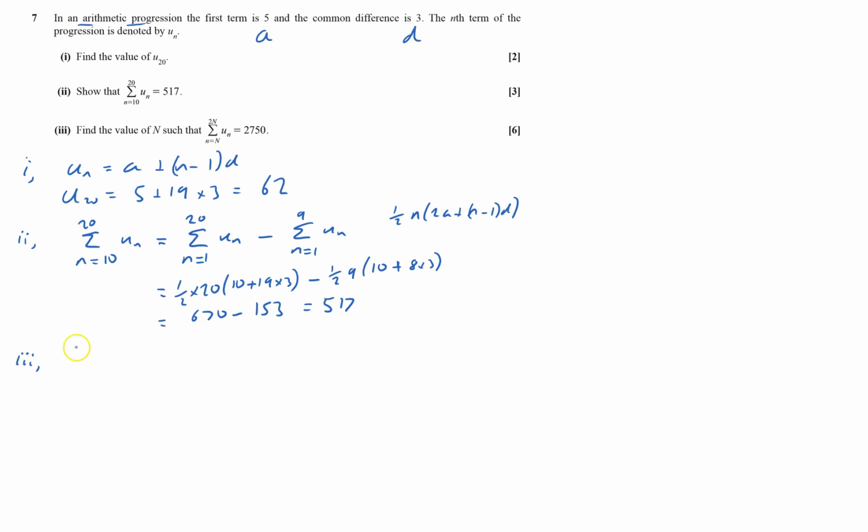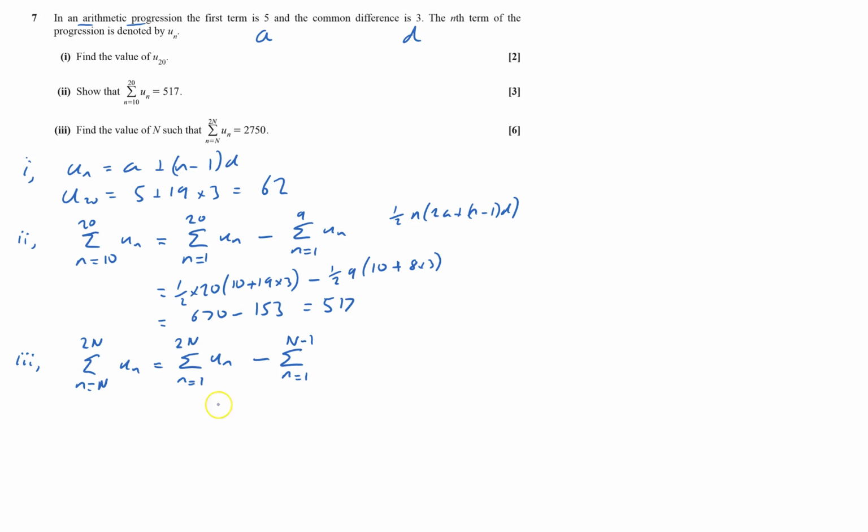And now part 3, I've got to do pretty much exactly the same again, but instead of using numbers, I've got to use algebra. So I've got to go from n equals n to 2n, and it tells me that that equals 2750. But how do I do that? My formula has to start with n equals 1, so it's got to go from 1 all the way up to 2n, and then I've got to take away all the bits I don't want, and that'll go from n equals 1 up to, it won't go up to n, it'll go up to n minus 1, because I want n to be in the bit I'm counting.